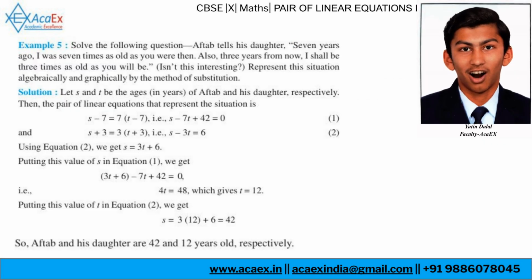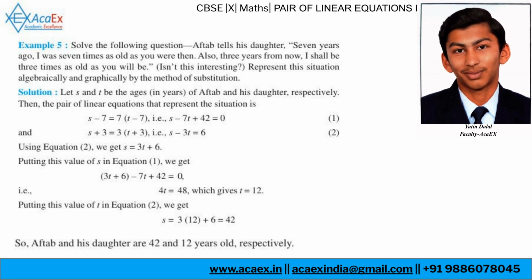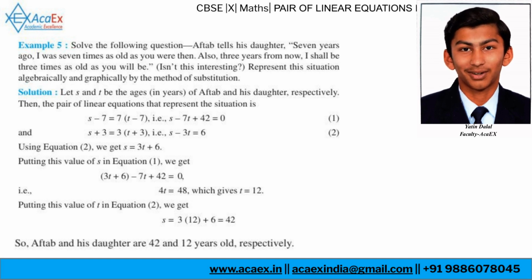Example 5. Aftab's age problem. Aftab tells his daughter, 7 years ago, I was 7 times as old as you. 3 years from now, I will be 3 times as old as you. Let S be Aftab's age and T be his daughter's age. The equations are S minus 7 equals 7 times (T minus 7), S plus 3 equals 3 times (T plus 3). Using substitution, we find that T equals 12 and S equals 42. So Aftab is 42 and his daughter is 12 years old.